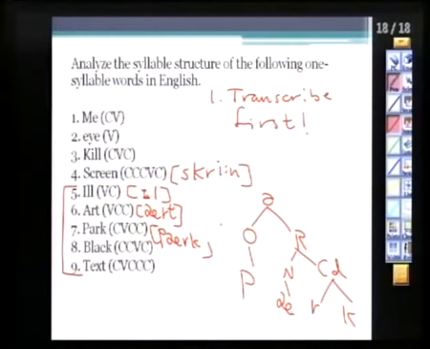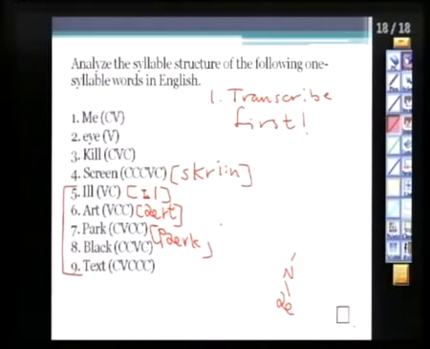You have the word black. You have 2 consonants in the onset and 1 consonant in the coda. Yeah, you also have the same vowel a. Okay, in a word just like text, let me do text. Let's transcribe the word text first.